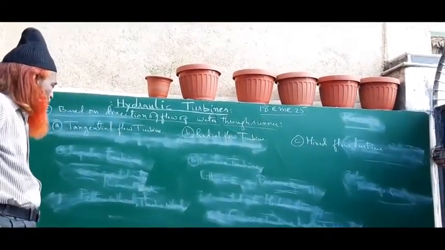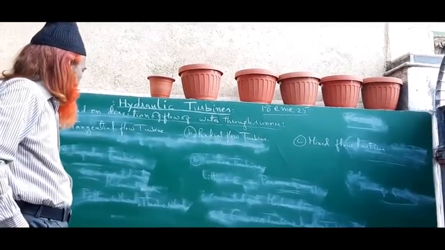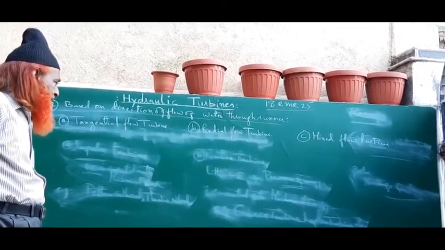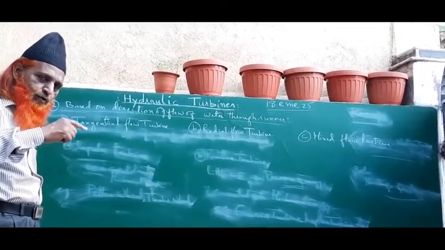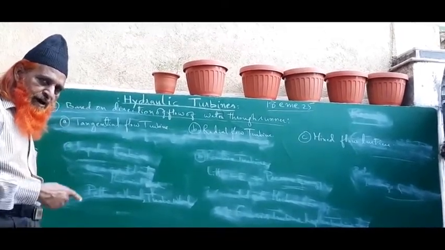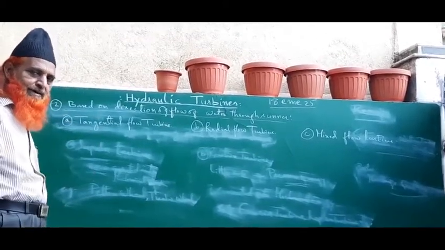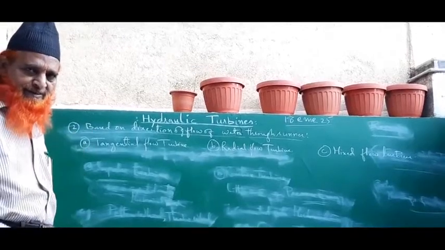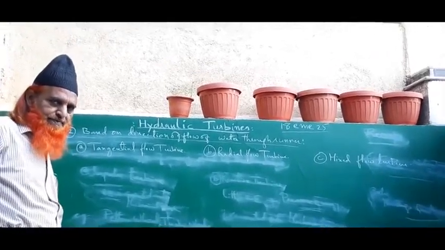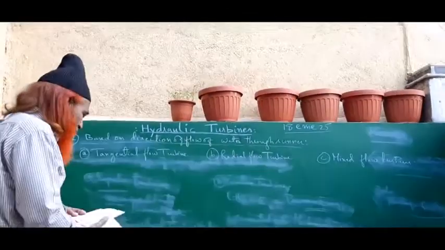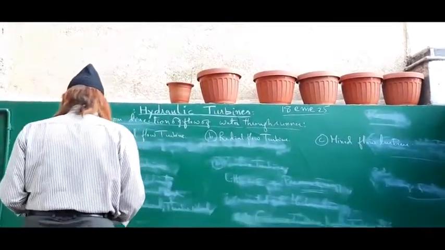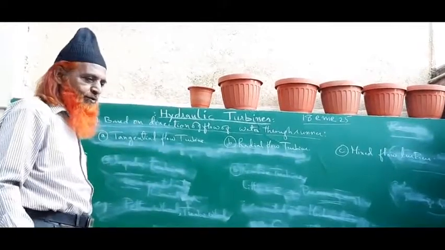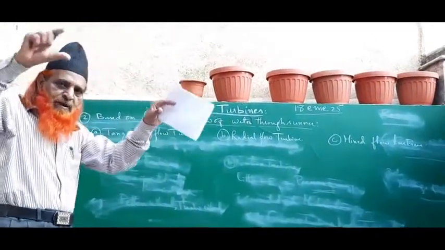In tangential flow, we can say the water is entering tangential to the outer periphery of the turbine. Tangential to the outer periphery of the turbine. Okay. For example, in case of Pelton wheel, what is happening? Now we are going into detail of the Pelton wheel also. These are there on the outer periphery.